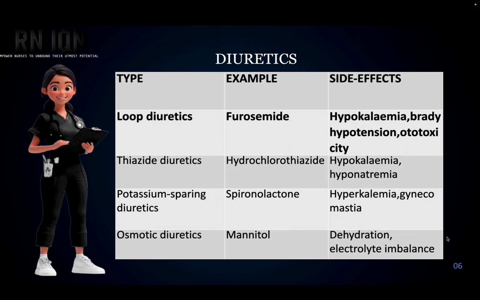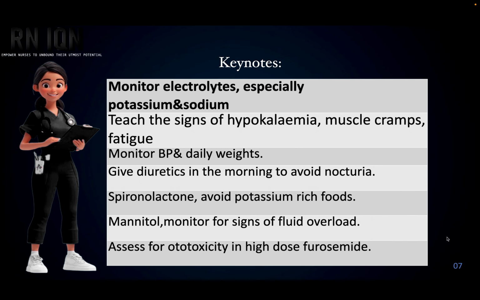With regard to osmotic diuretics, for example mannitol, as you all know, mannitol is mainly used for acute conditions like brain swelling or glaucoma. So this can cause dehydration and electrolyte imbalance due to rapid fluid loss. So diuretics are very effective in managing fluid overload, but their use requires careful monitoring due to potential for significant electrolyte imbalance.